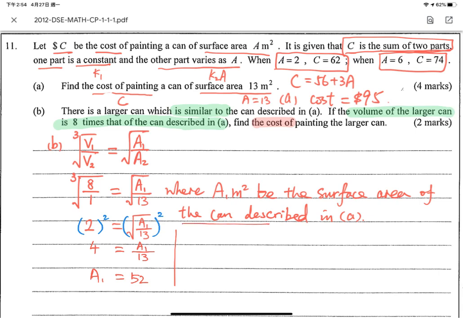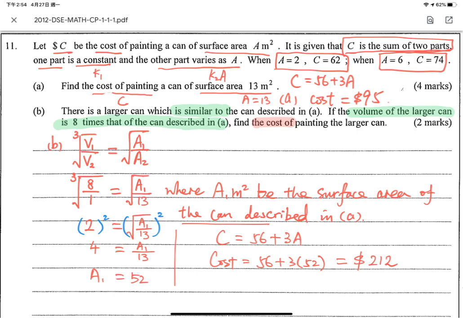So in part A, we got the relationship: the cost equals 56 plus 3A. Now we have the surface area 52, so the cost equals 56 plus 3 times 52, which we have as 212. So $212. Okay, this is the answer for part B.